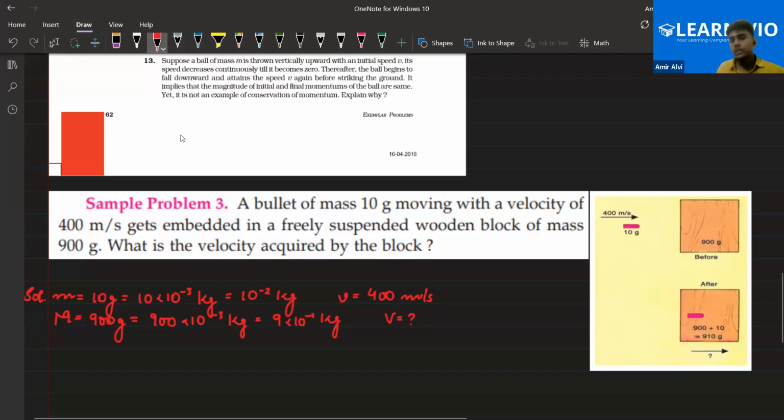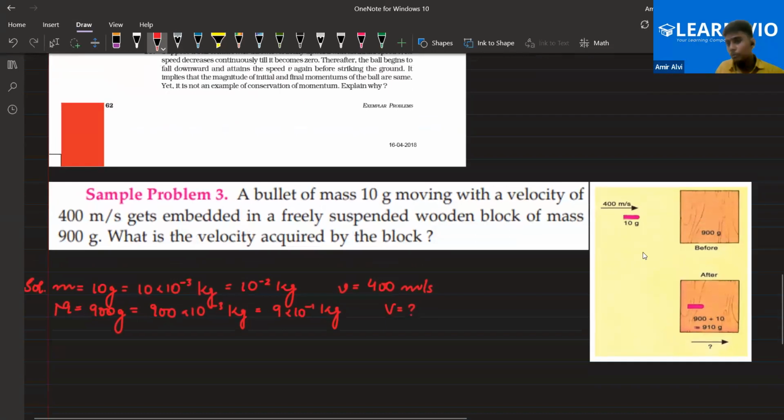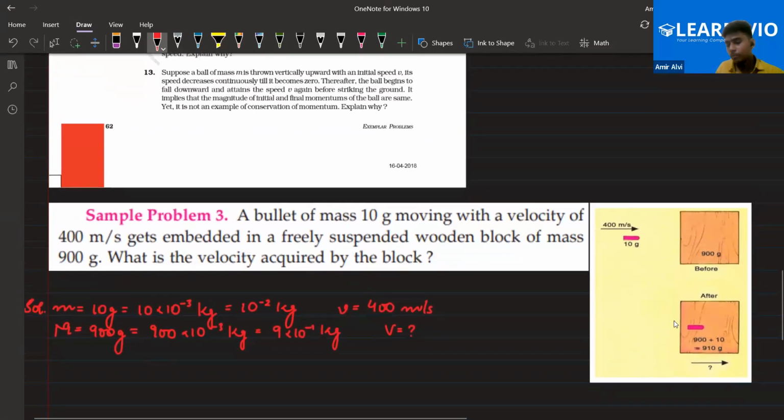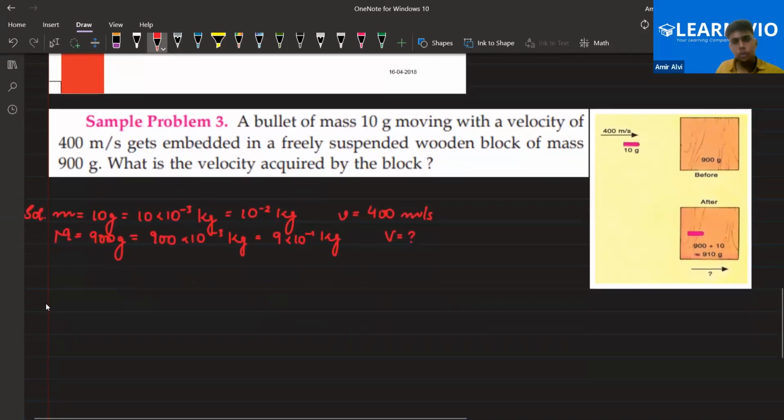Once the bullet hits the block, the bullet will get stuck in the block. So first of all, let's add the weight of the bullet into the block. Let's find the momentum first, the momentum of the bullet first of all, which is m into v.